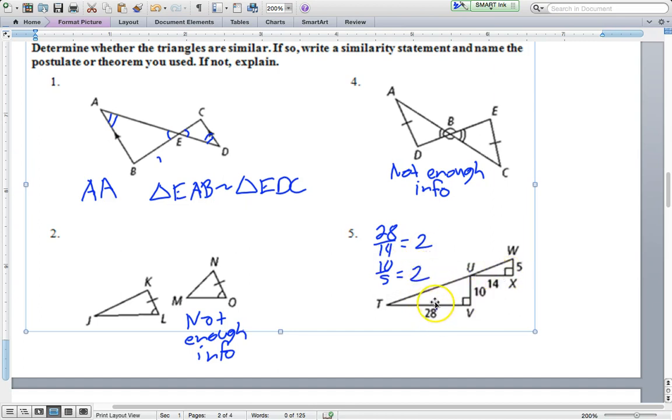We've got this side and this side, proportional to this side and this side. Because of that, and we also have an angle in between that is congruent, we can say yes, these are similar. So triangle TUV is similar to triangle UWX by side angle side. I'm going to go ahead and pause it and let you try the next ones on your own, and then we'll go over them.